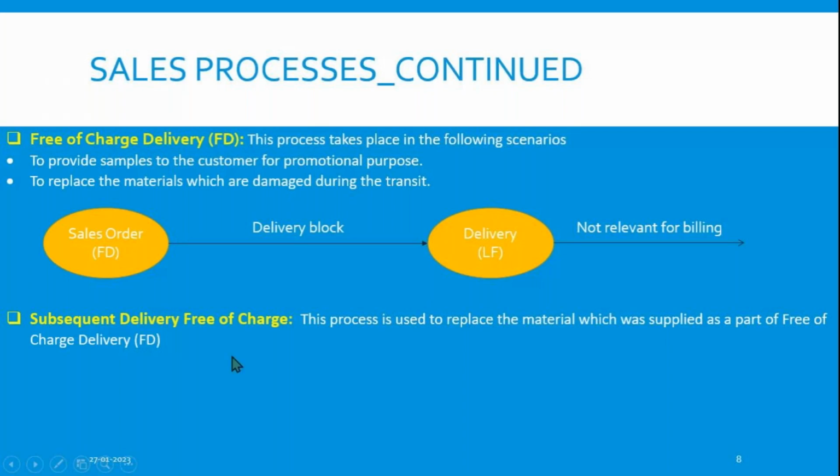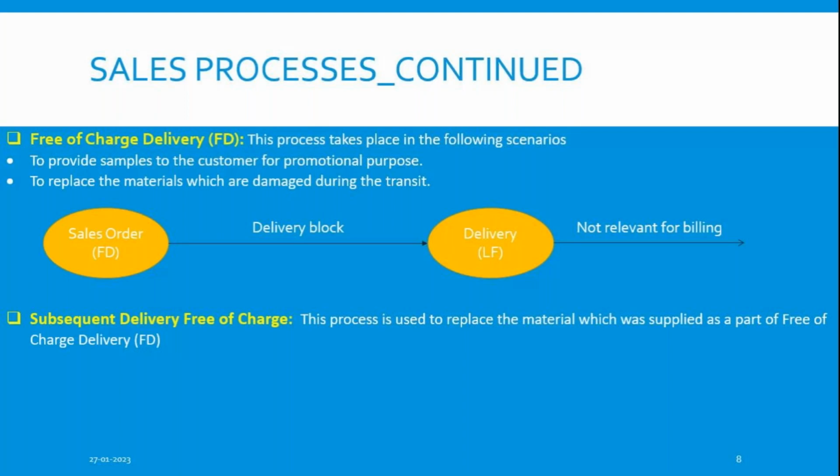What is this process? So, subsequent free of charge delivery. This process is used to replace the material which was supplied as a part of the free of charge delivery. In the free of charge delivery process, you have delivered goods to the customer and understood that the product whatever you have given as a sample is already damaged. The damaged product you have given as a sample.